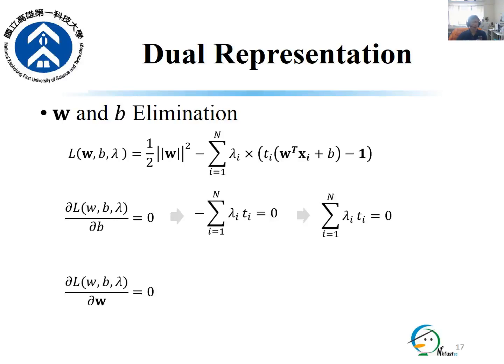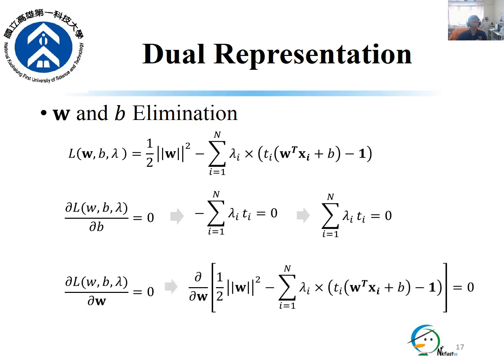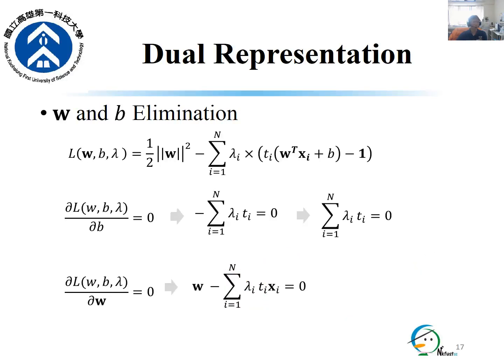As for partial L partial W, this term becomes W, and this term becomes TISI. Thus, we have W minus summation of lambda I TISI over I equal to 0. Accordingly, we have W equal to summation of lambda I TIXI over I.